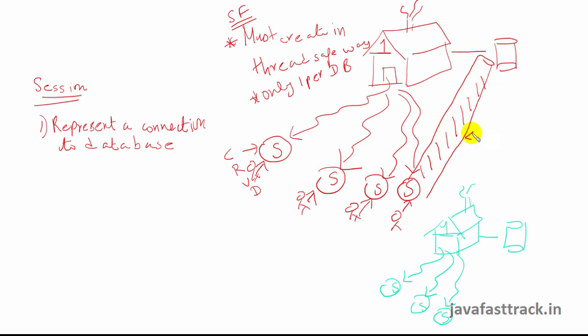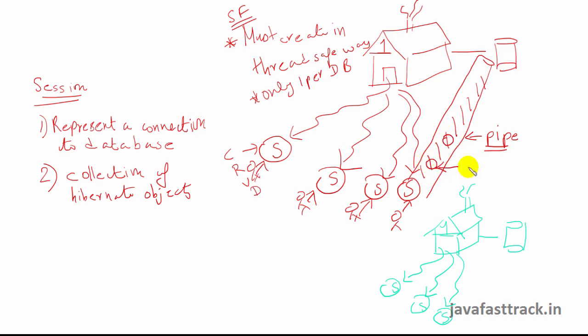Session is like a pipe or a connection. In JDBC, we have the concept of connection. Here we call it session. Session is not just a connection, it is more than that. Session is a collection of objects. Session carries data, session carries objects. Session is a pipe which carries objects.